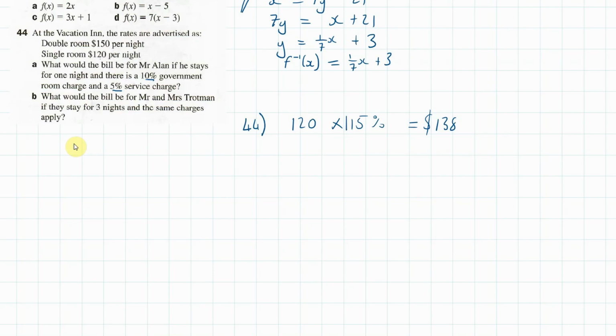Okay, B. So we've got Mr. and Mrs. Trotman. I assume they're going to have a double room. So it should be 150 per a night, and they stay for 3 nights, and the same charges apply. So it will be 115% again, and that should give us the amount. So 150 times 3, which is 450. Well, then we're going to times that by 115%, and that's giving me about $517.50 is what they will pay for that.